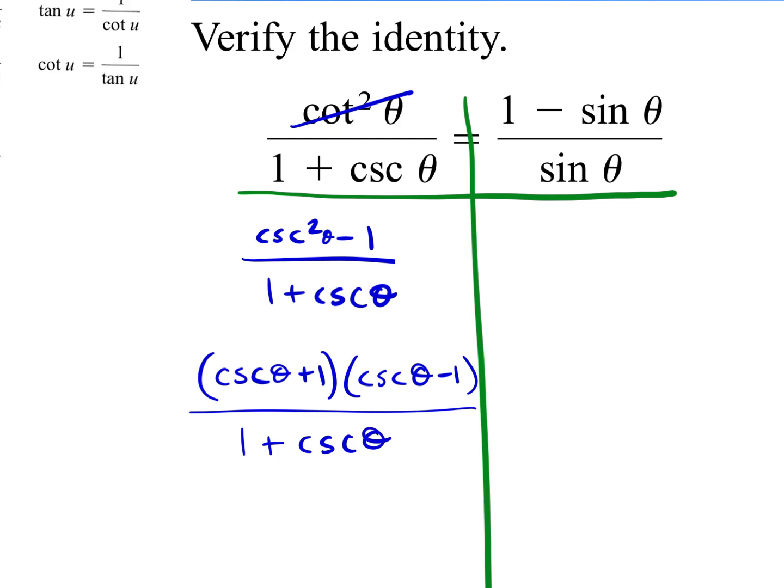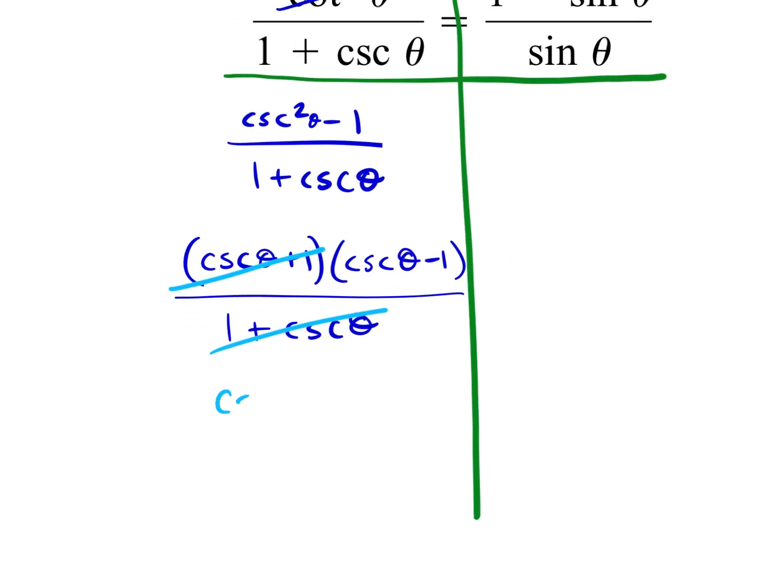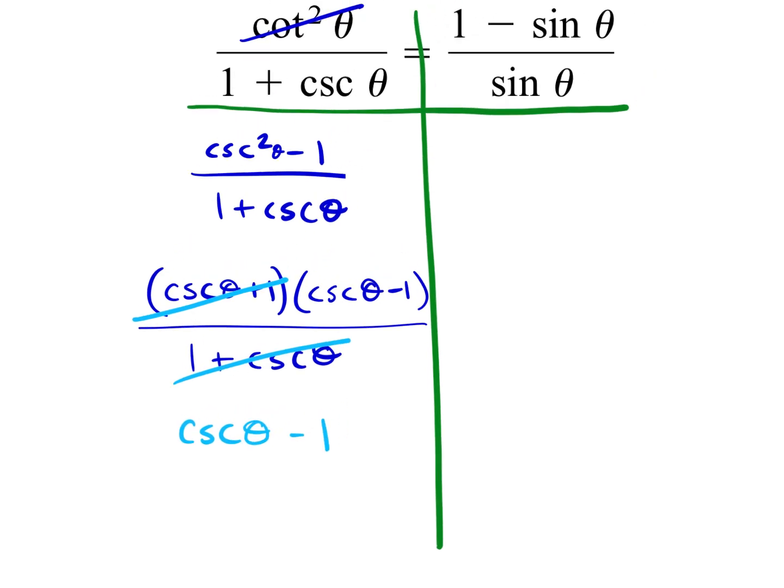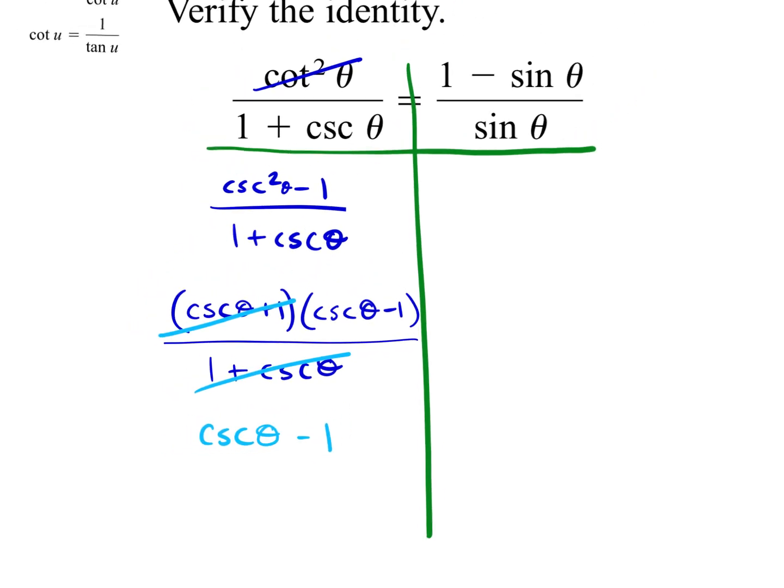Anything the same on the top and the bottom? Yeah, I've got a cosecant plus 1 and 1 plus cosecant. These are the same thing. Saying 1 plus x and x plus 1 are the same when you're just adding them. So we can cross those out since it's being multiplied on top. So when we cross them out, we're left with cosecant minus 1.